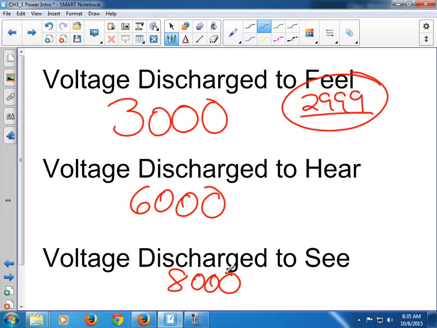Okay, so up to 2,999 without even knowing the discharge. When you hit the 3,000, you'll feel it. 6,000, you'll obviously hear it and feel it. And at 8,000, you'll actually see the light of the static electricity. If that happens inside your PC, you have probably done egregious harm to your PC.